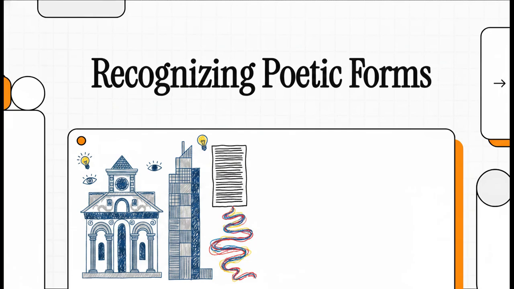Welcome to the Explainer. Have you ever looked at a poem and just kind of wondered, why is it shaped exactly like that? Like, why are some poems these rigid, perfect little boxes of text, while others just seem to wander freely all the way down the page? Well, today we're going to look at poetry in a completely different way.